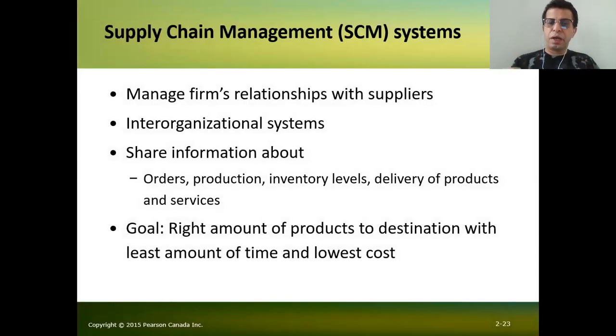Supply chain management manages the firm's relationship with the suppliers. It is an inter-organizational system that shares information on orders, production, inventory levels, and delivery of products and services. The goal is the right amount of product to the destination with the least amount of time and cost.